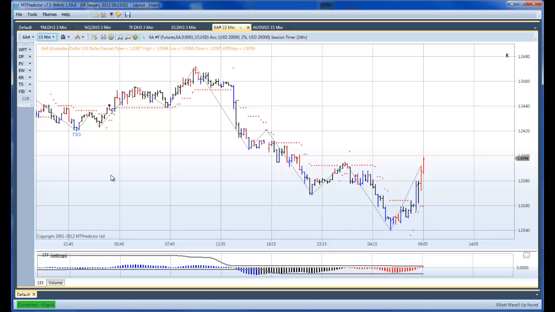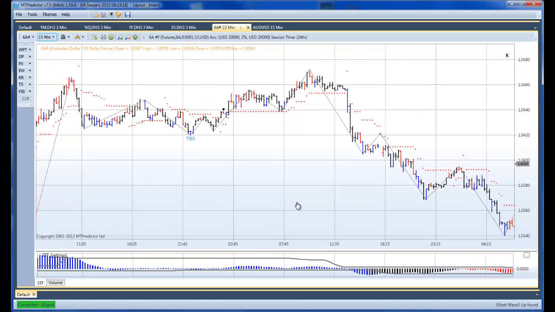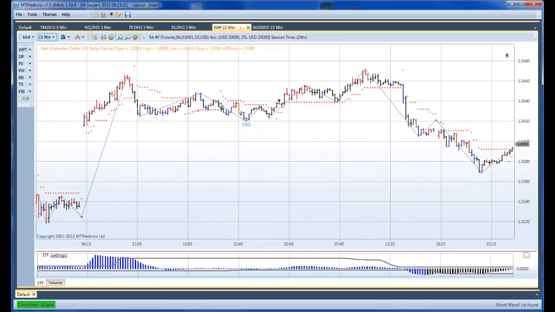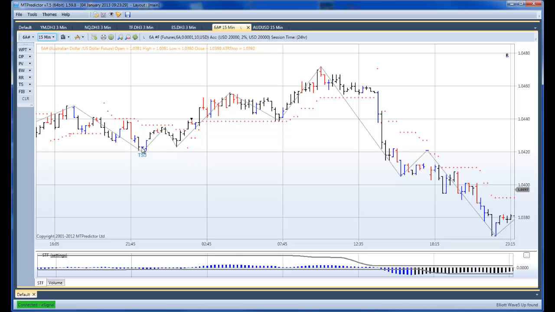In this video, I'd like to look at a trade setup that one of our Australian customers sent in on the 6A. This was a 15-minute chart of the 6A, which is the future of the Australian dollar against the New York dollar, and the setup he was looking at was this TS3 buy setup here. As you can see, this is the standard MTPredictor trade setup because the STF is blue. So he looked at this and took this trade on the 15-minute chart.